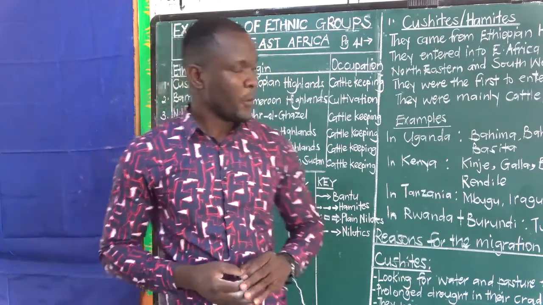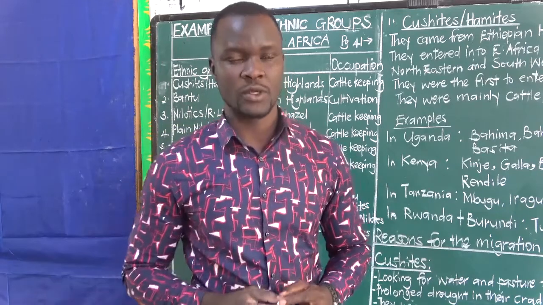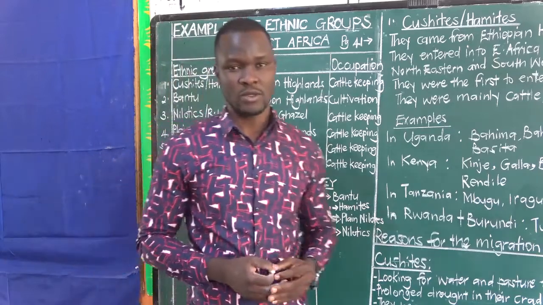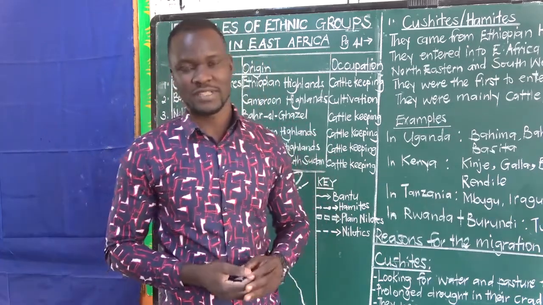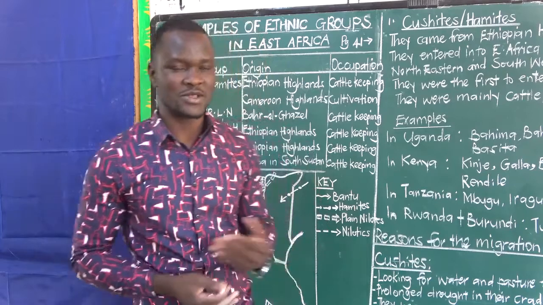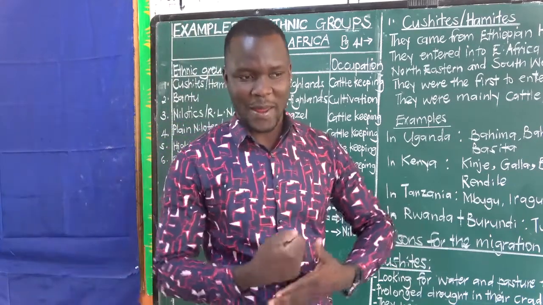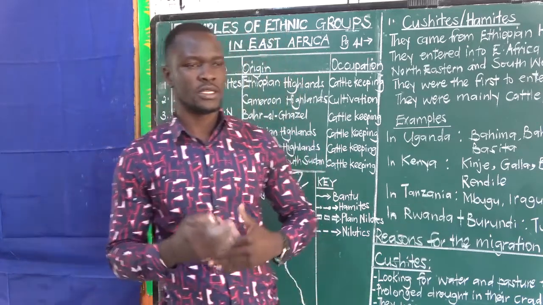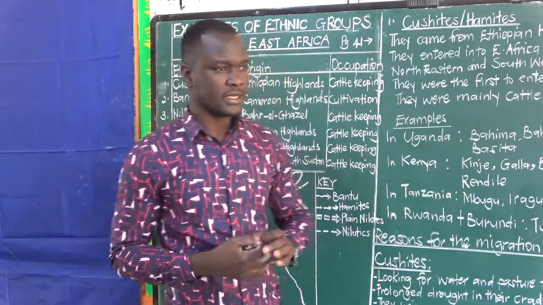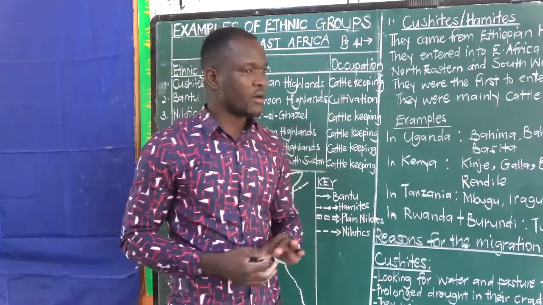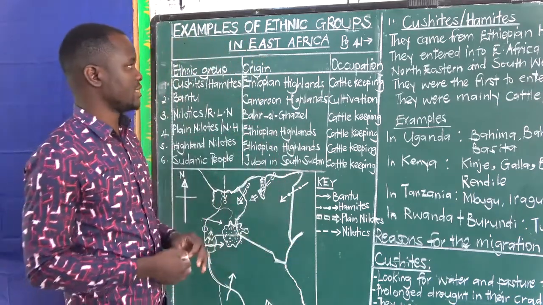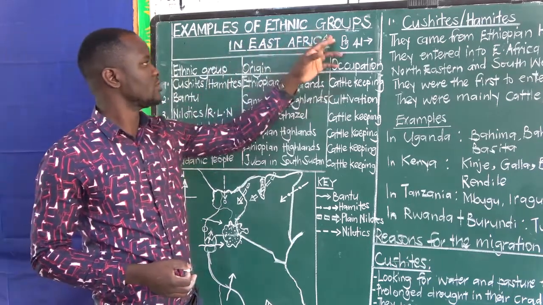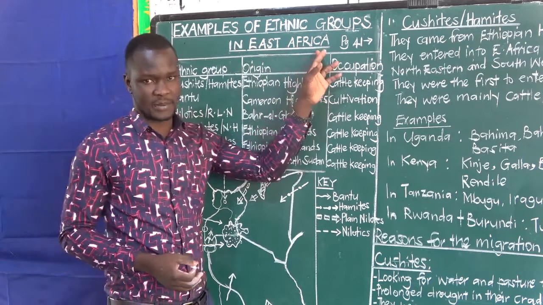Now, today, we are going to be looking at the examples of these ethnic groups that we already learned about. This lesson is also more of a main revision, though we shall be introducing some new things where necessary. In Primary 5, we learned about these ethnic groups, and even in this Primary 6, we are going to be looking at these ethnic groups. Our heading reads, examples of ethnic groups in East Africa.